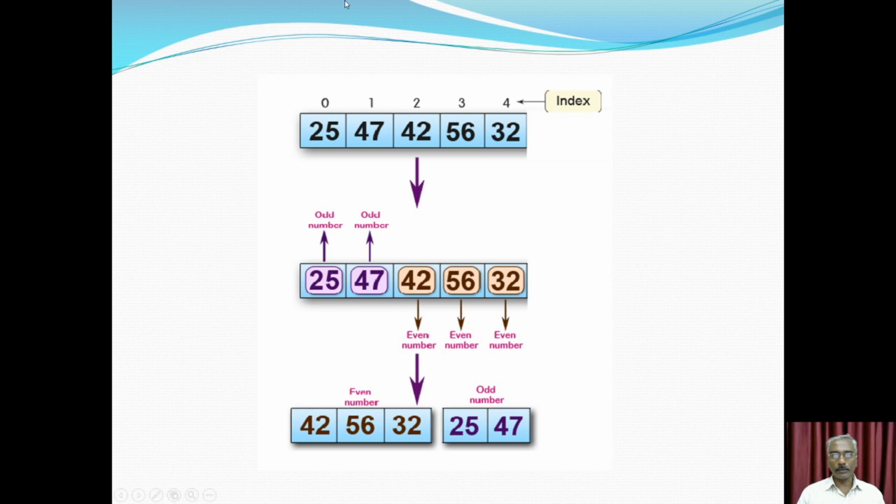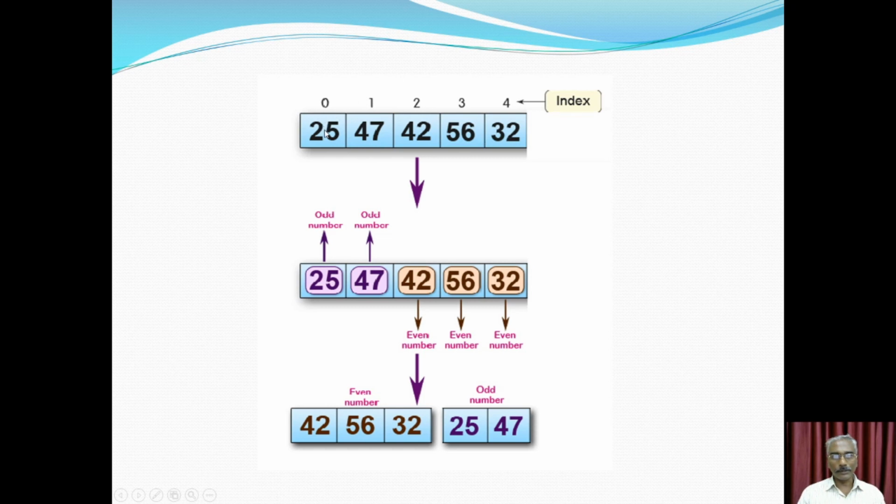For example, let us declare A of 5. Array is a homogeneous set of elements sharing a common name. For example, A[5] means it starts from A[0] and goes up to the end. In this array, the first element is 25, the second element 47, and then 42, 56, 32.